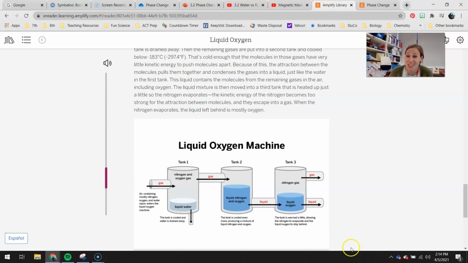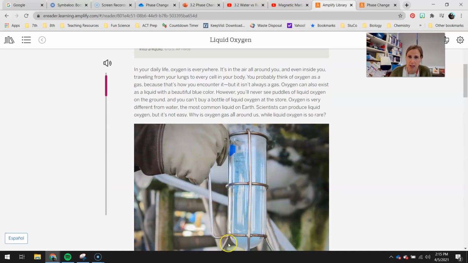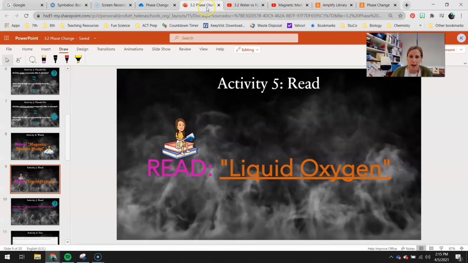So when we warm it up just a little bit, okay, that liquid oxygen stays as a liquid, but we warmed it up too much for the liquid nitrogen to stay a liquid, so it turns into a gas. That gaseous nitrogen is removed, and we're left with liquid oxygen, which is this really cool blue fluid that you guys see right here. So it kind of has a pale blue appearance to it. So I just wanted to walk you guys through that procedure. You guys will read all about it, but it's kind of a cool procedure as to how they make that.